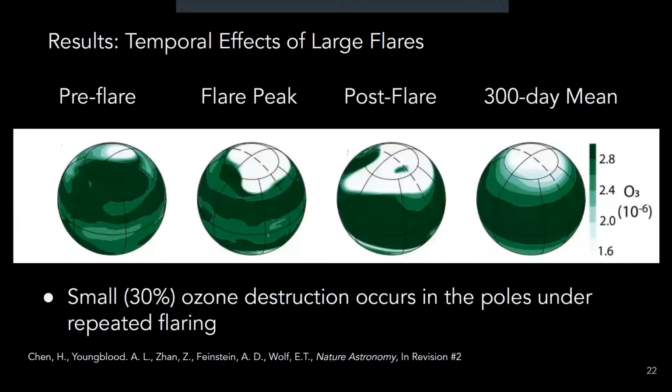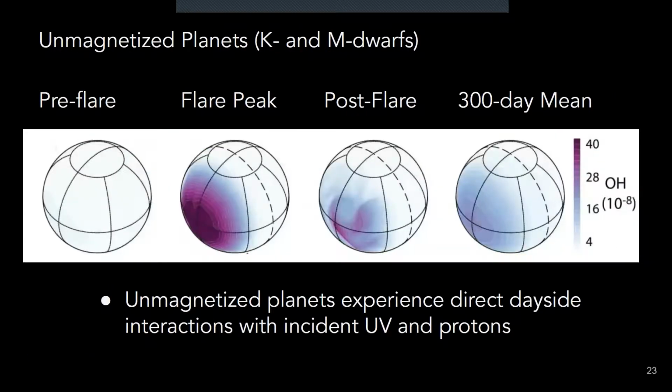You can see there's a small effect on ozone during strong flaring, and this small destruction seems to persist due to repeated flaring. So 30% isn't that large, but that's for a magnetized planet around a sun-like star. For an unmagnetized planet, or unmagnetized planets around the K and M dwarfs, the scenario is different.